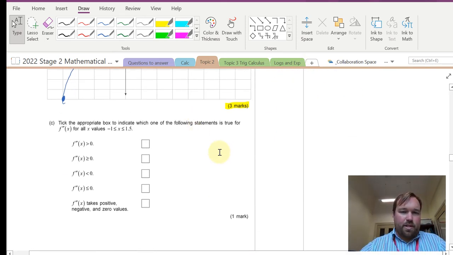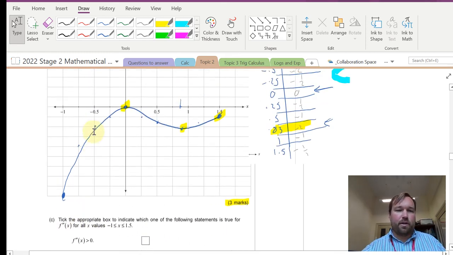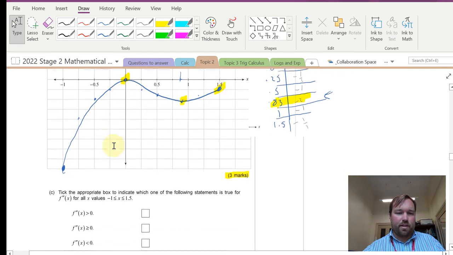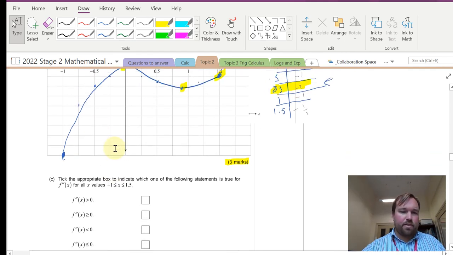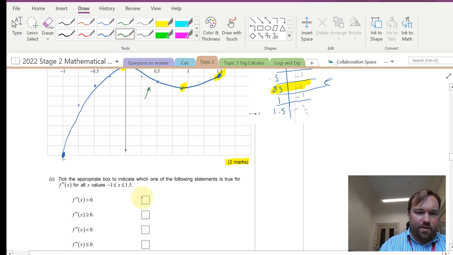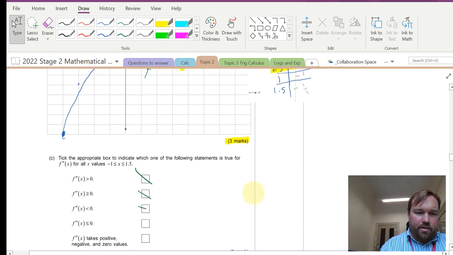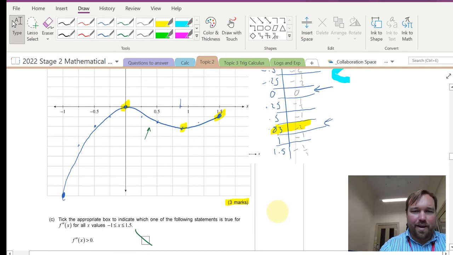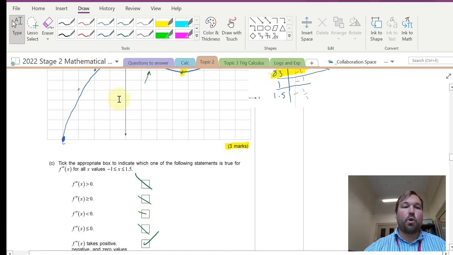Alright, tick the appropriate box to indicate which of the statements is true for the double derivative of f. Alright, so the second derivative you find by doing the derivative of this. So we'll consider our little curve for this answer here. The derivative of f dash x is greater than 0. Well, it's not greater than 0 the whole time because it's negative there. Not that. Is less than 0 the entire time? No, not that. Is less than or equal to 0 the entire time? Well, no, it's that one there. It takes positive and negative values as we go through here, because we're looking for the slope of this curve.